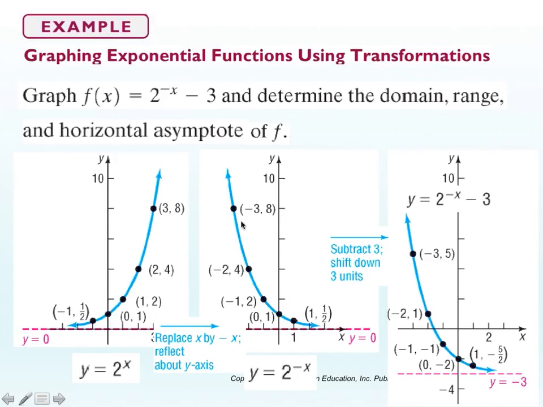So if we take this graph that we have in the middle here and we just shift it down 3, we're going to end up with this graph right here. And one important thing is that the asymptote actually moves with it. So instead of staying at y equals 0, if we shift it down, it's going to move as well. So it's going to be y equals negative 3 as our actual asymptote. And then the domain is going to be all real numbers, and the range is going to be from negative 3 to infinity, not including negative 3 since we have an asymptote there.